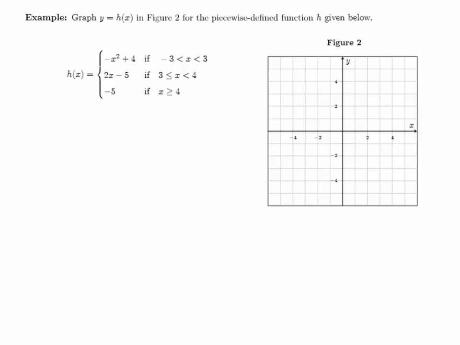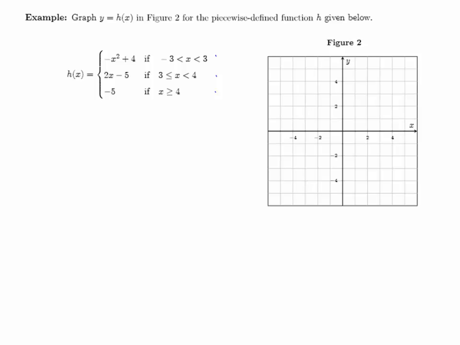In this example, we're going to graph the piecewise-defined function h. We can see that we have h of x here, and h of x is equal to, and then on this right-hand side, we're going to see that there are three different pieces by which h is defined, and it's defined by three different pieces on three different parts of its domain.